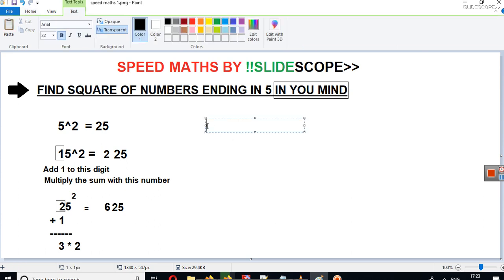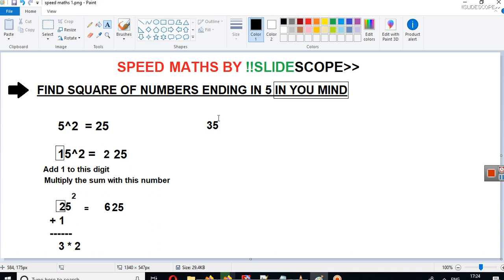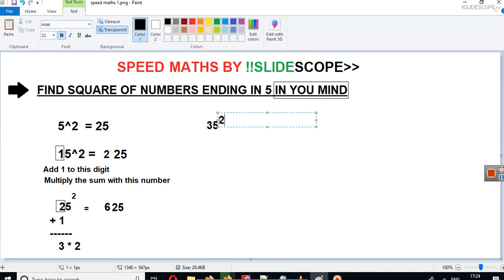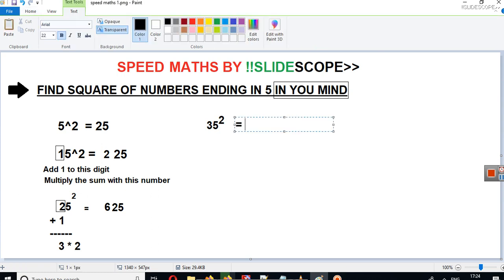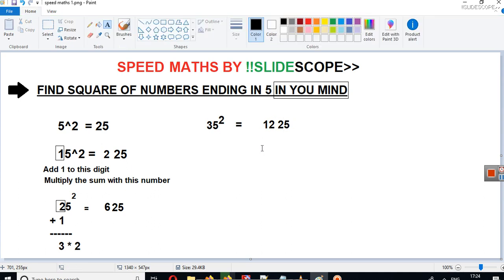Now let's say we want to find the square of 35. Again we have to do the same thing. This time we will not write anything, we will try to find it. This is 25, right? What is 3 plus 1? 3 plus 1 is 4, and what is 4 into 3? 12. So the square of 35 is 1225.